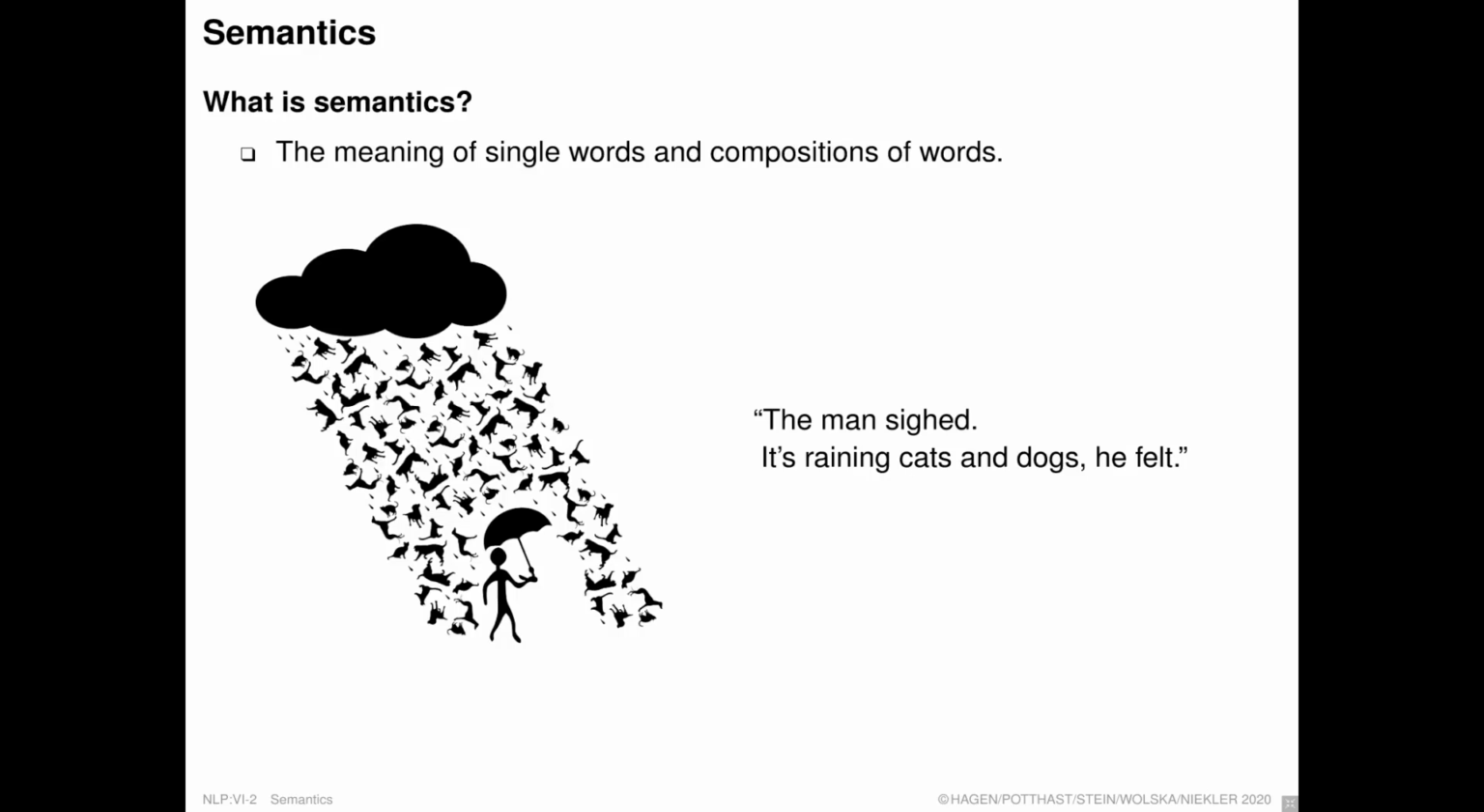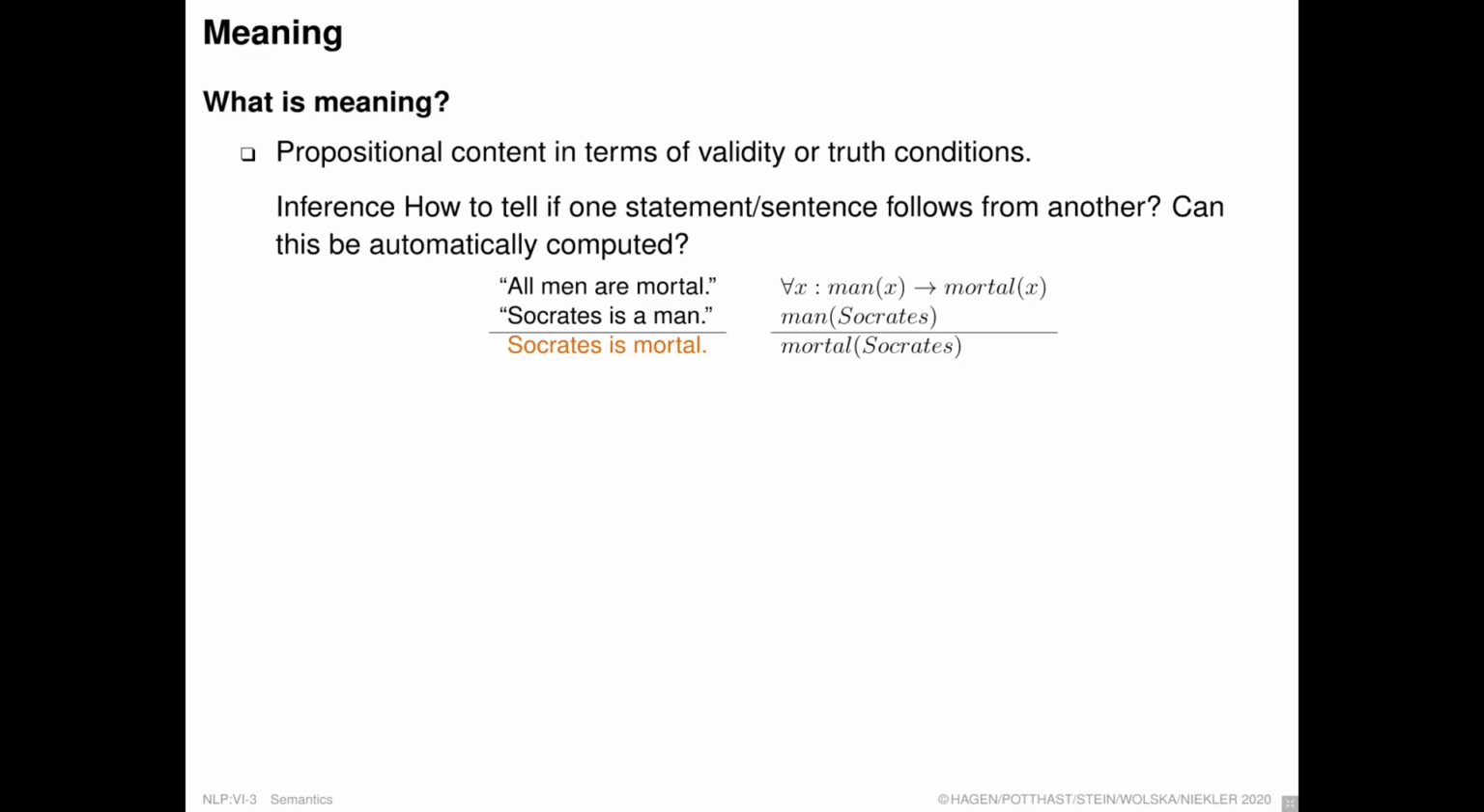The assumption is, of course, that the meaning of a whole is a sum of the meaning of its parts. This is a Fregean assumption. You have, of course, an example here that is a counterexample to this assumption. So, in general, what is meaning? You can consider meaning from various points of view. You can say, okay, meaning is the propositional content of a sentence in terms of validity or truth conditions.